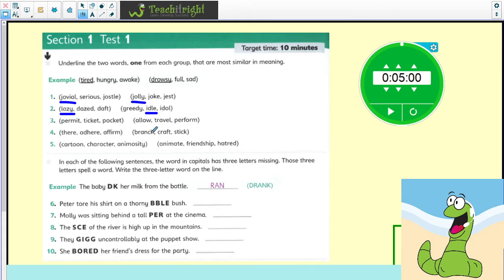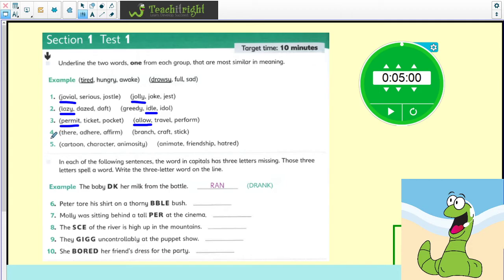Often putting these words in the same sentence will help. Question 3, permit and allow. So often what I'll do is I'll transfer the words over one at a time. So you go permit, allow, yeah, that sounds right, but we'll just double check. Permit, travel, no. Permit, perform, no. Ticket, allow. Ticket, travel, ticket, perform, no. Pocket, allow, no. Pocket, travel, pocket, perform. So you're testing 9 combinations there.